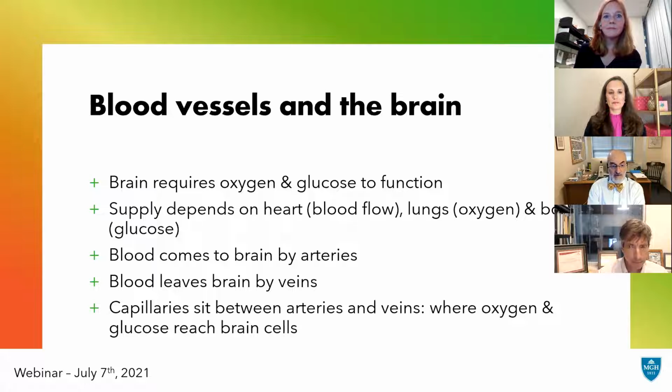Just a little terminology: the blood comes to the brain by arteries, and it starts off in very big ones, and they get smaller and smaller as we go. And it then has to leave the brain by veins. And people may be aware of all of the press that was around the Johnson & Johnson COVID vaccine and risk of stroke, mostly in young women who got the vaccine.